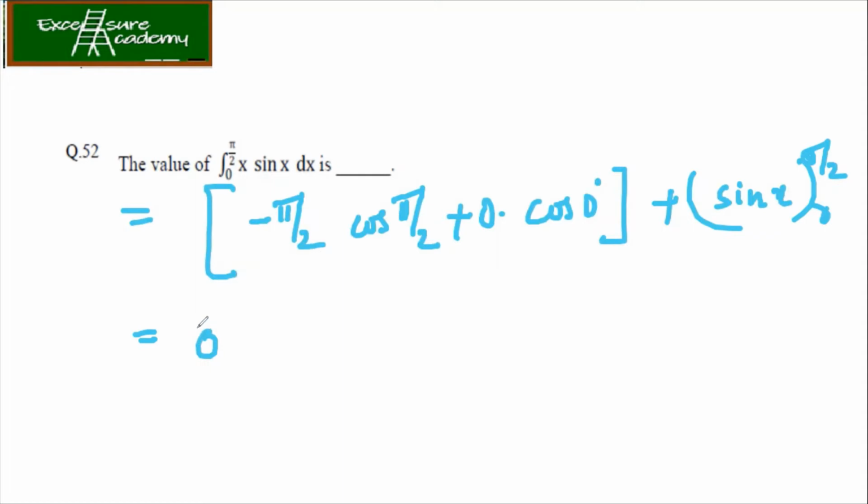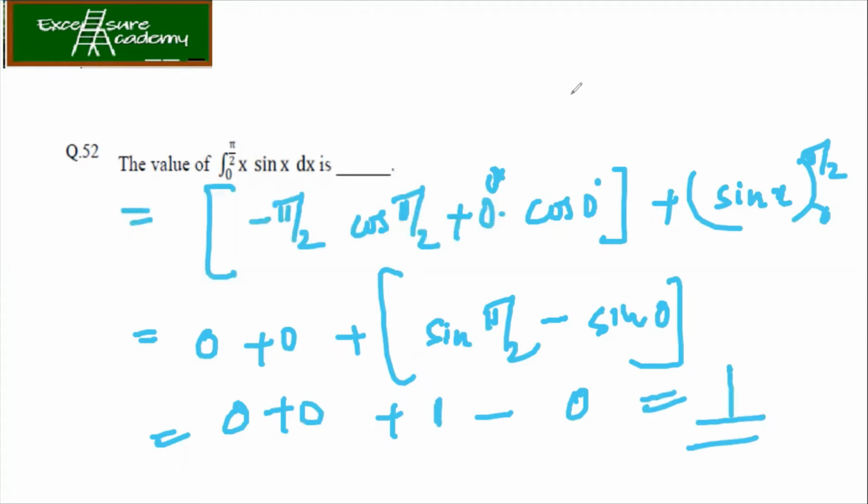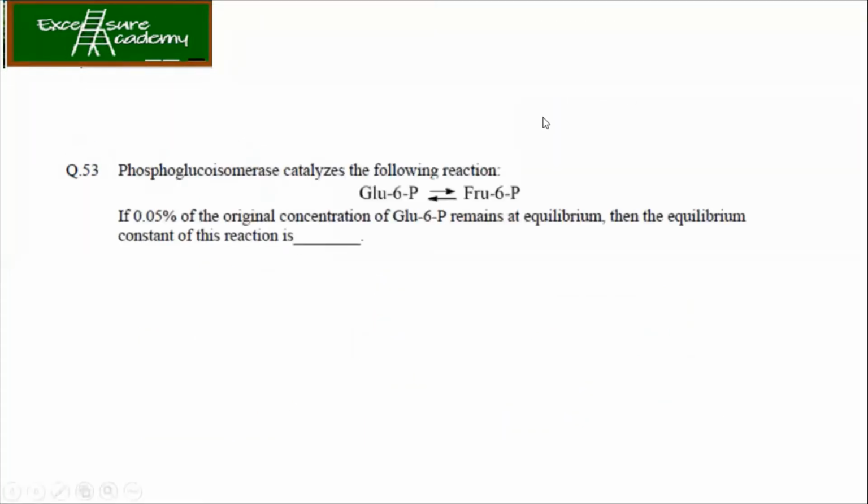Sorry, so what is it? The 0 only, because here 0 is getting multiplied, right? So 0 plus 0 plus sine pi by 2 minus sine 0. Now this is 0, 0, and the value of sine pi by 2 is 1. That is your sine 90. Pi by 2 is nothing but 90, then minus 0. Okay, so totally the answer we get is 1. So guys, write this down in your book carefully and then only proceed with the solving.